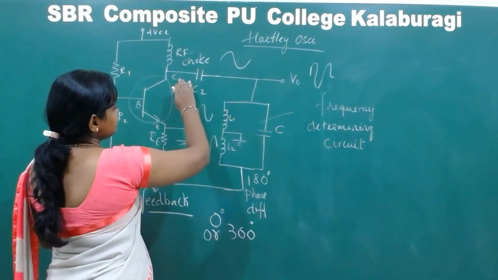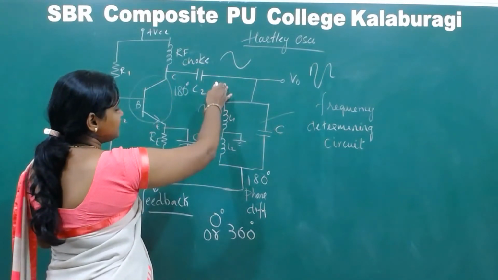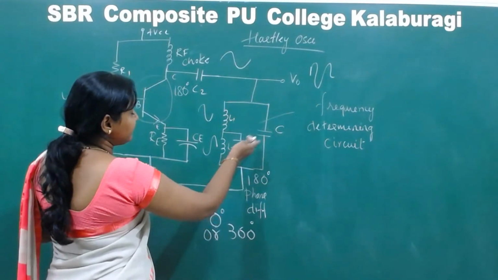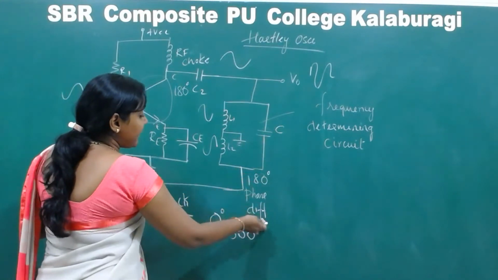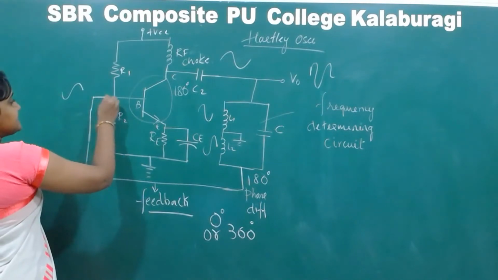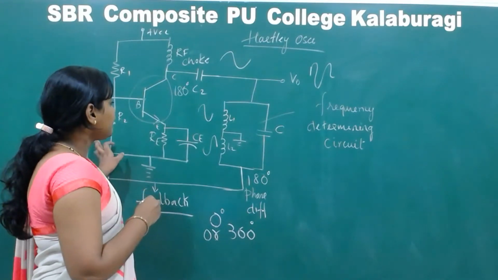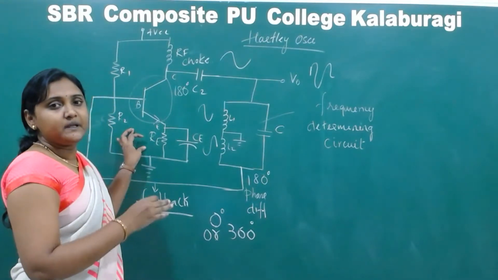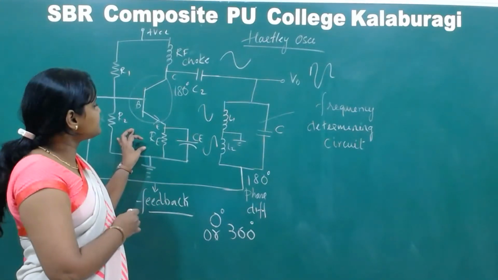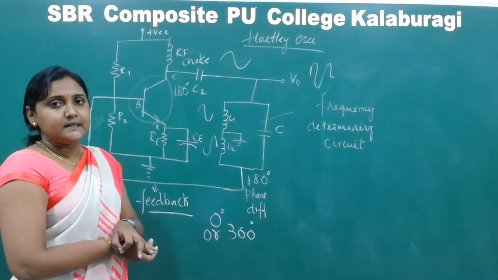Initially, the signal produced by the collector itself is inverted. Already initially it has given an inverted value, that is again inverted by the frequency determining circuit by 180 degrees. As a result, a total of 360, otherwise 0 degree phase difference is introduced and such an input signal is applied to the base terminal. As a result, what happens? A positive feedback can be maintained, right? A positive feedback is applied to the base terminal of the transistor of the CE amplifier, right?